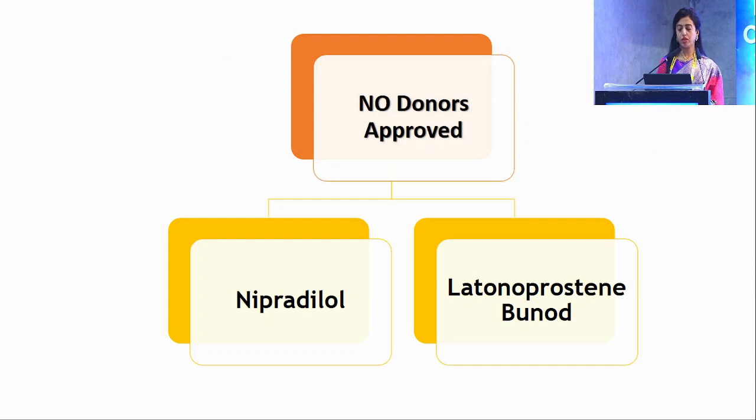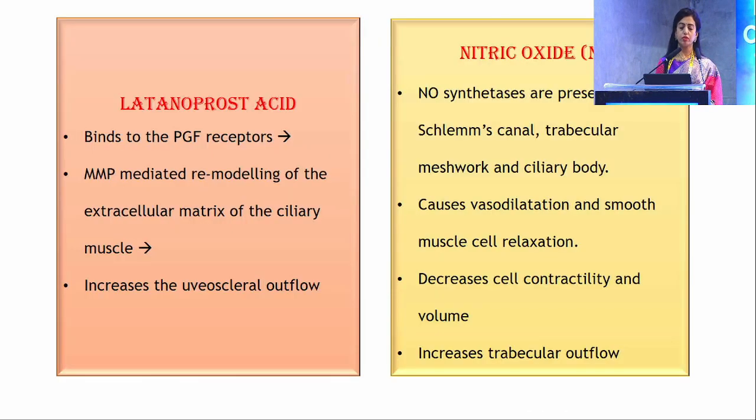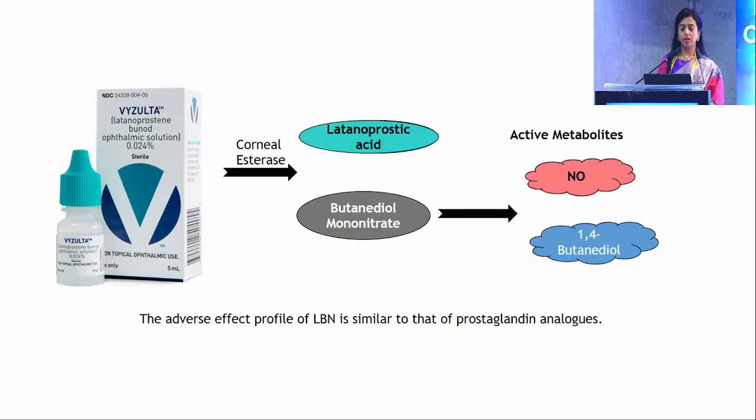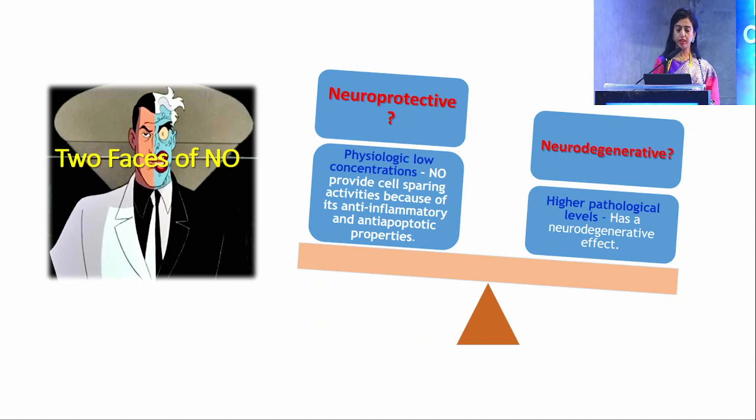The approved nitric oxide donors are nipradilol and latanoprostene bunod. Nipradilol is given as twice daily dosing. Latanoprostene bunod, on application to the eye, in the presence of corneal esterase, gets divided into latanoprost acid and butanediol mononitrate. Latanoprost acid acts similar to latanoprost and increases the uveoscleral outflow, whereas butanediol mononitrate gives the active metabolite nitric oxide. This is the nitric oxide donor. These are a few of the studies. Nitric oxide is both a neuroprotective and a neurodegenerative agent.